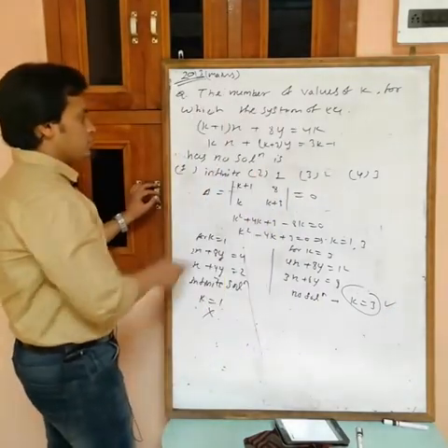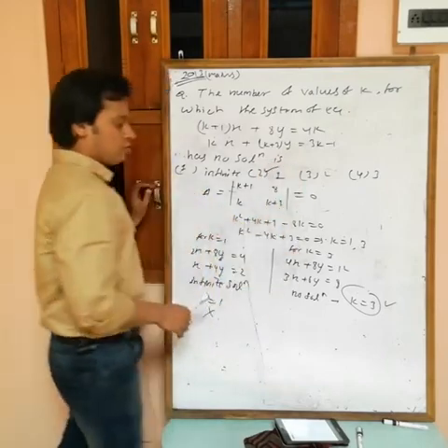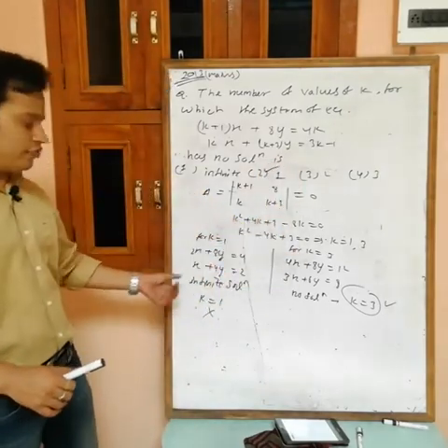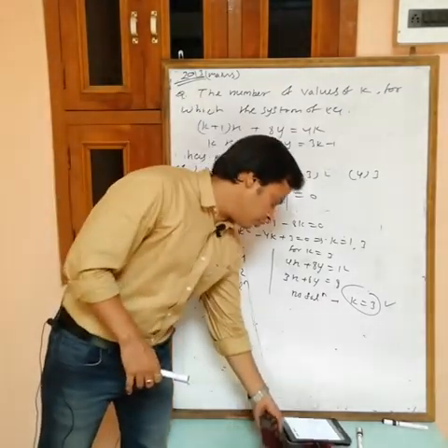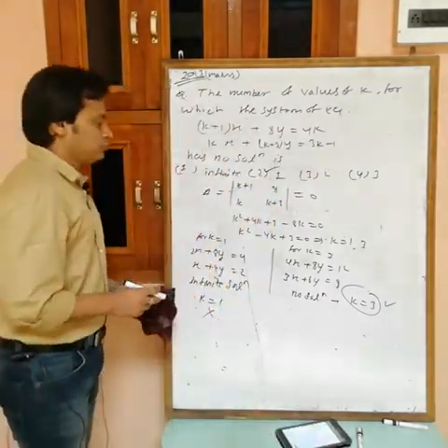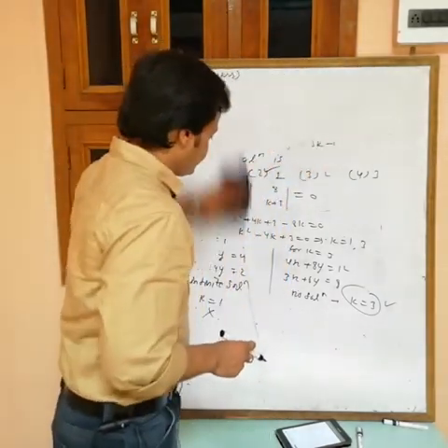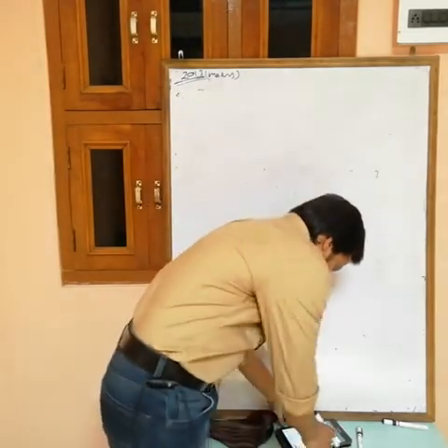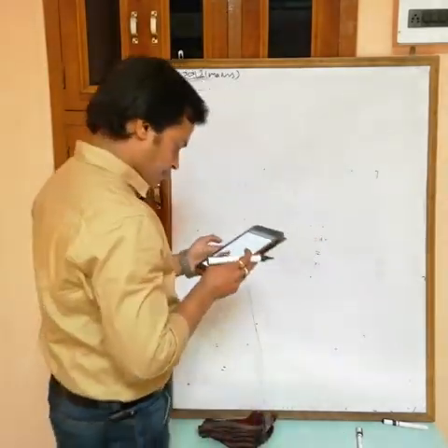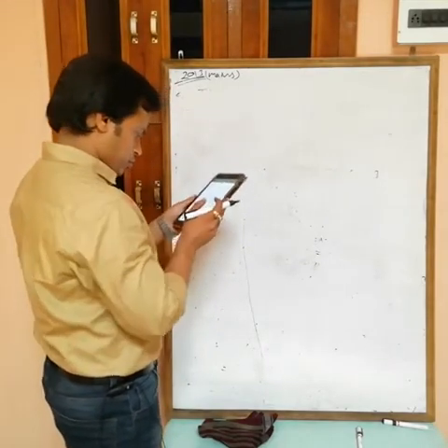It means the number of values of k is 1. We have only one value of k. We can't take k equals to 1 because for k equals to 1 we have infinite solution. Okay, write down. So this is done.